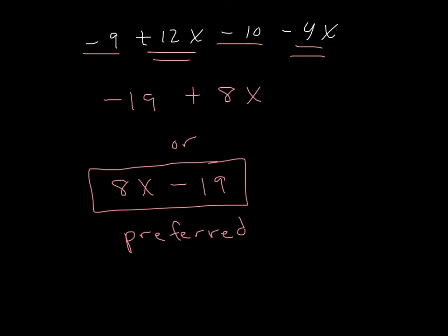Now, I just wanted to give you both versions of the answer. Again, we prefer this answer. We prefer to write in order of descending power. So this is an x to the first power, and then the constants usually come last. You'll notice that most of your algebra teachers prefer it that way.